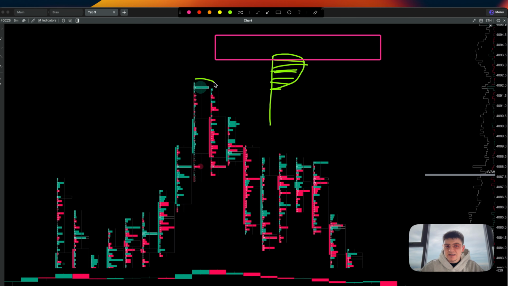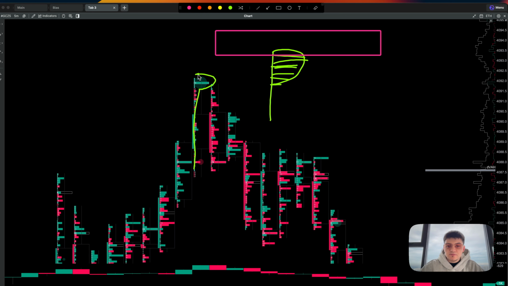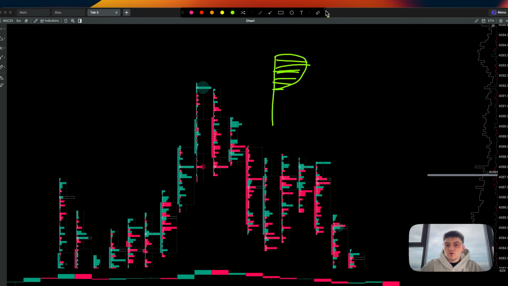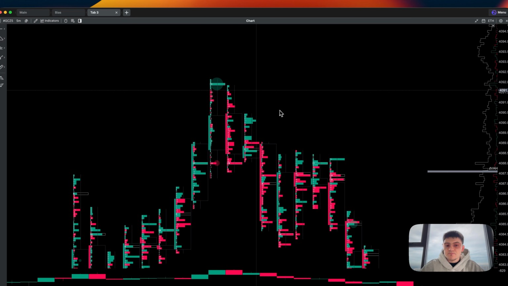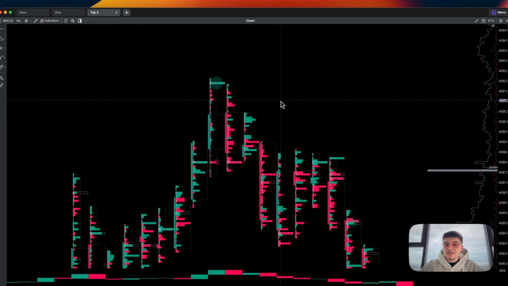Look at this, it kind of looks like a P, right? This level right around here, a bunch of buyers stepping in and they're not getting any reward. What is this showing us? This is showing us that we can potentially start to get a move down. So what are we looking for after we see these buyers stepping in? Well, you would want to see a B-shaped profile.